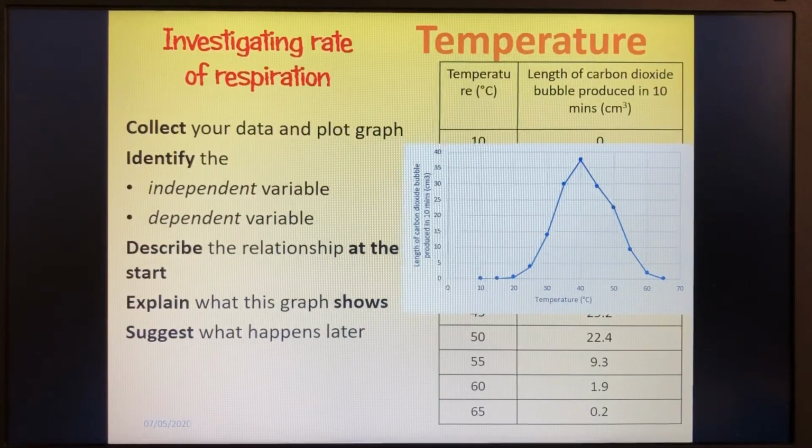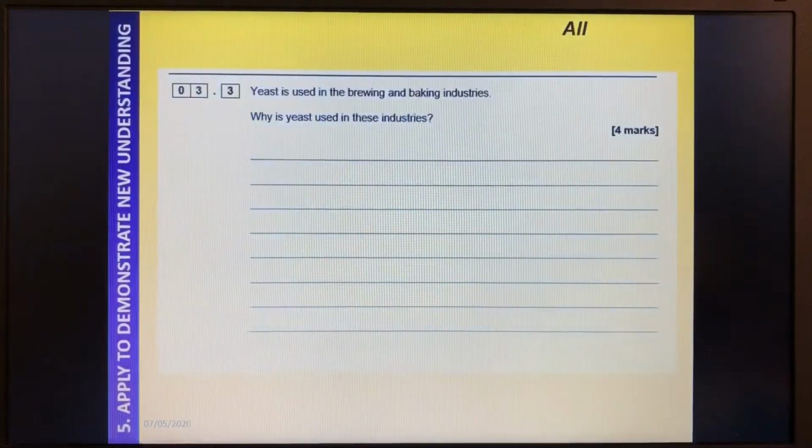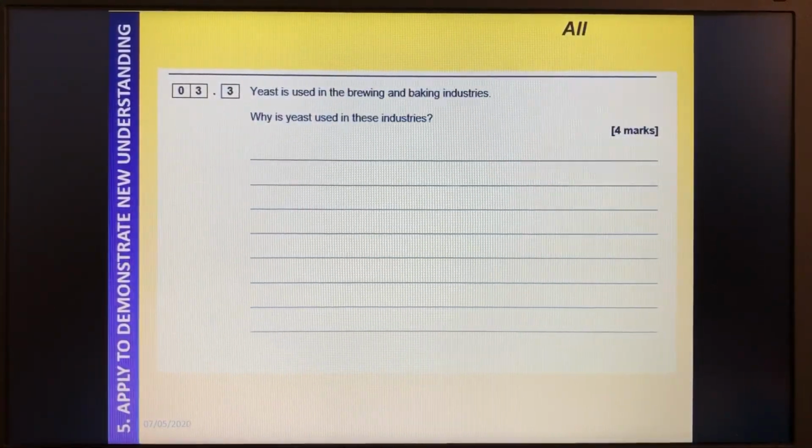If you need any extra time to write some notes, then pause now. And then let's look at our last part of this lesson today. A quick 4 marker. Yeast is used in the brewing and baking industries. Why is yeast used in these industries?